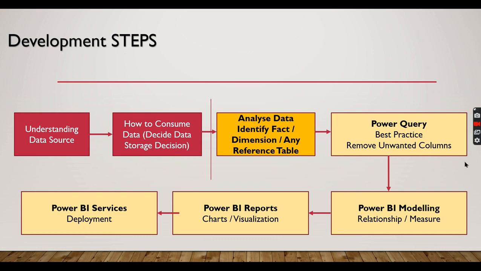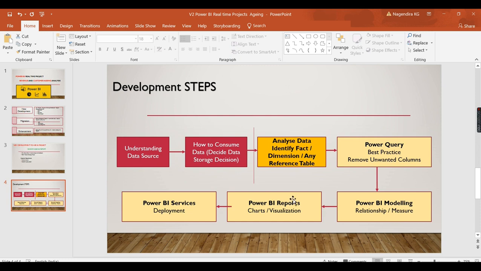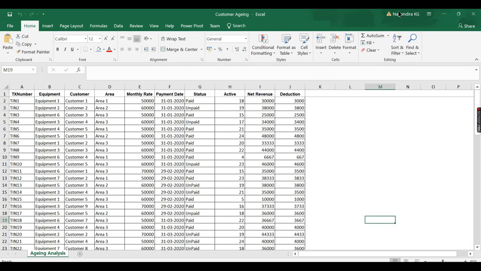Now, as in any project development, these are the different steps we need to follow. Understand the data source, in this case again Excel, and how to consume the data. We are going to read it from the Excel or database. We need to decide where to store it, so we are storing it only in Power BI itself, as it is a POC project. Then we are going to focus on analyzing the data, fact and dimension. Let us go to step 3 now, by understanding the data.